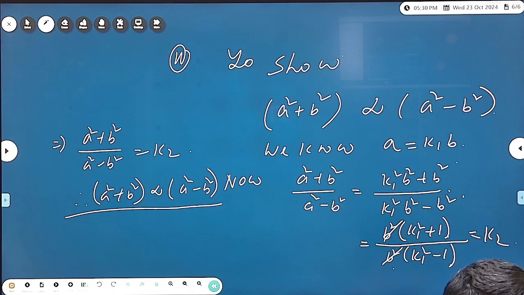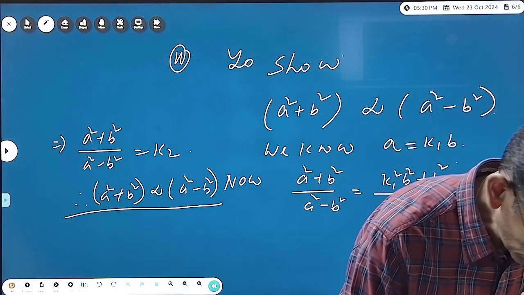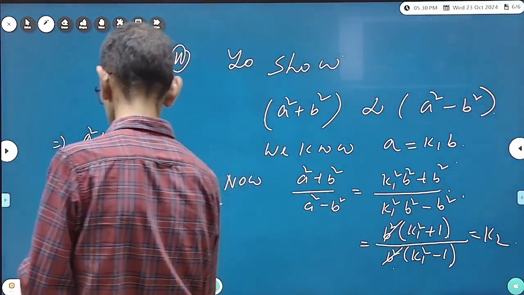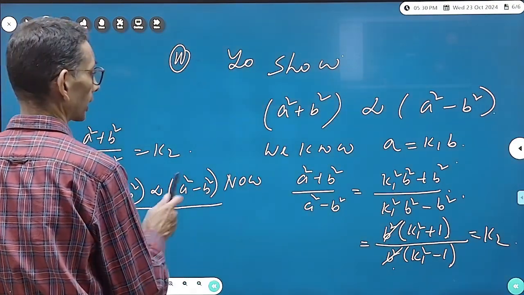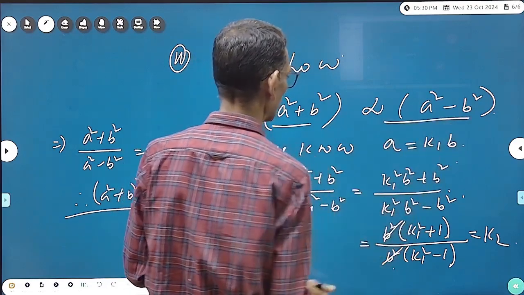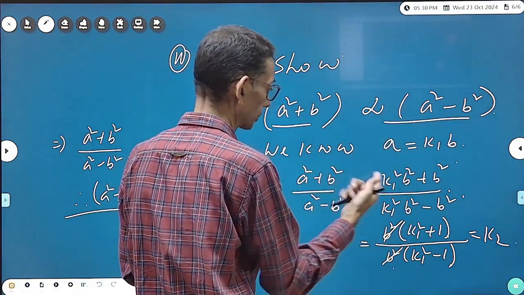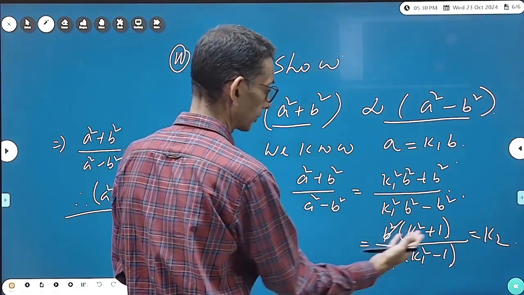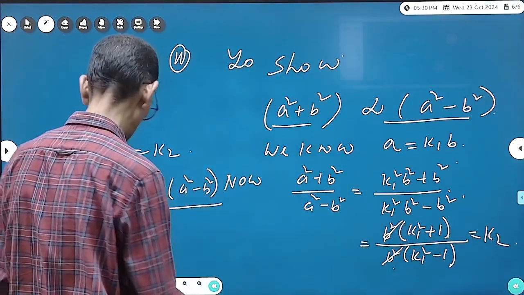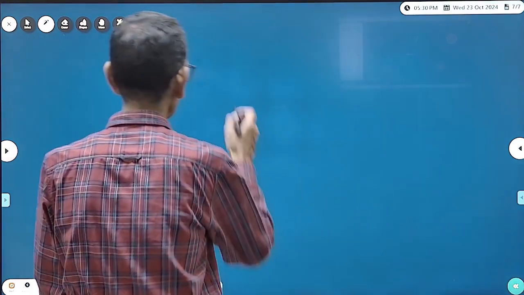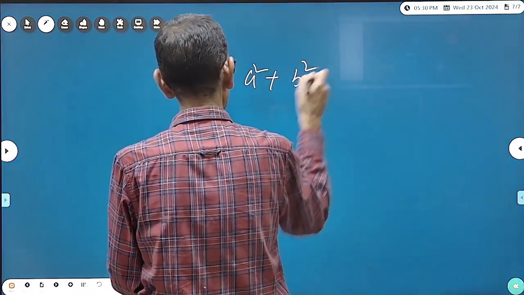Good. So we have to show that a square plus b square is proportional to ab, exactly like the previous question. We want to show that this is proportional to this, so one goes on top and one at the bottom. I have just written the ratio, this divided by this, then I am putting the value of a, then after solving we got a constant, and the answer is done. Now you do it like this: you are told to show that a square plus b square divided by ab.